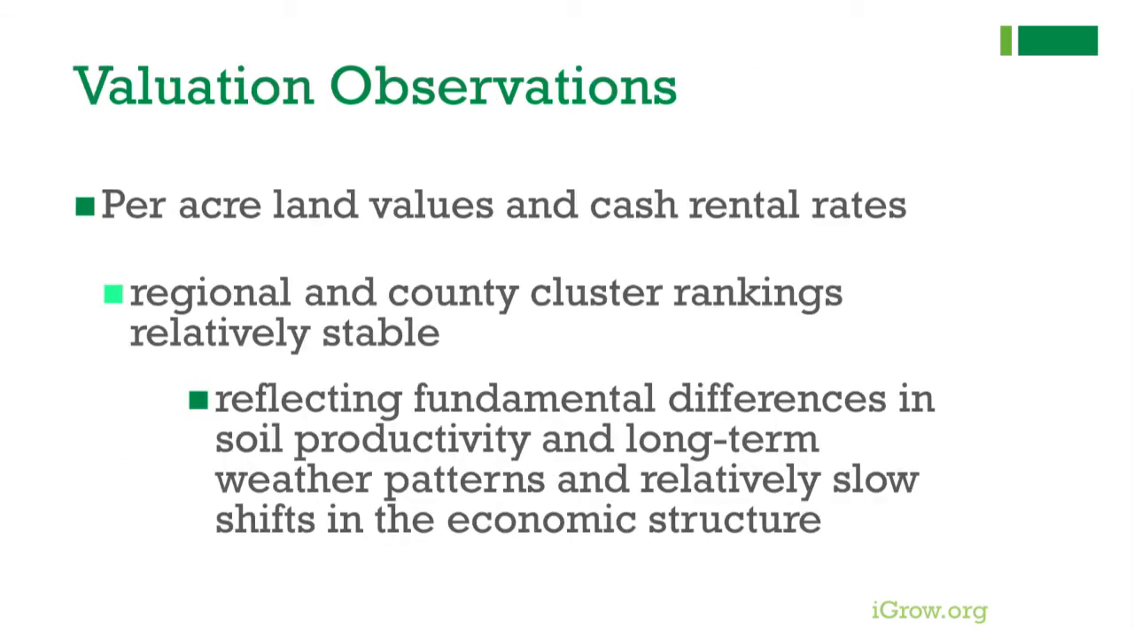So generally, when we look across the history of the ag land market survey, we see that the relationship between our regions has been relatively stable. The relationship between the different classes of agricultural land that we survey has been reasonably stable. And generally all of that reflects the fundamental differences in soil productivity and the long-term weather conditions that we see across the state.